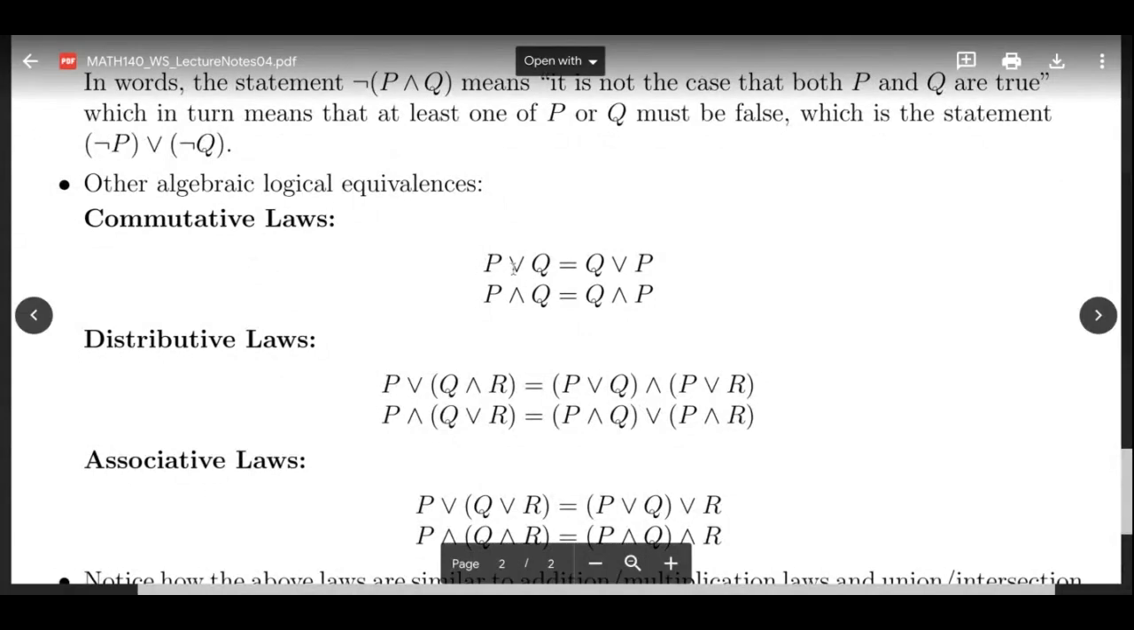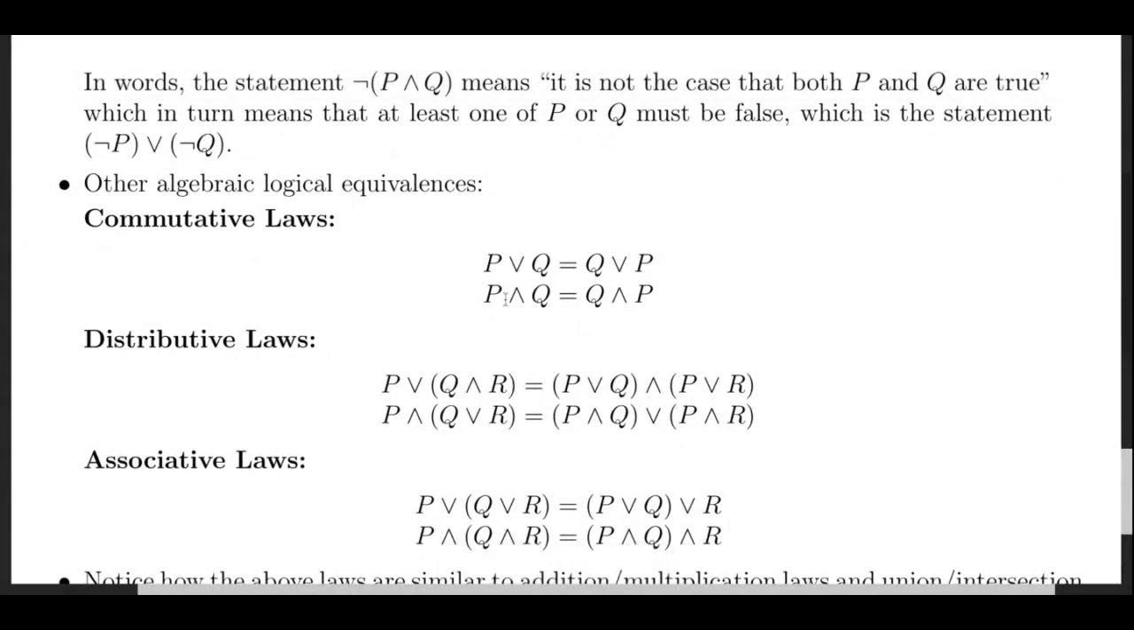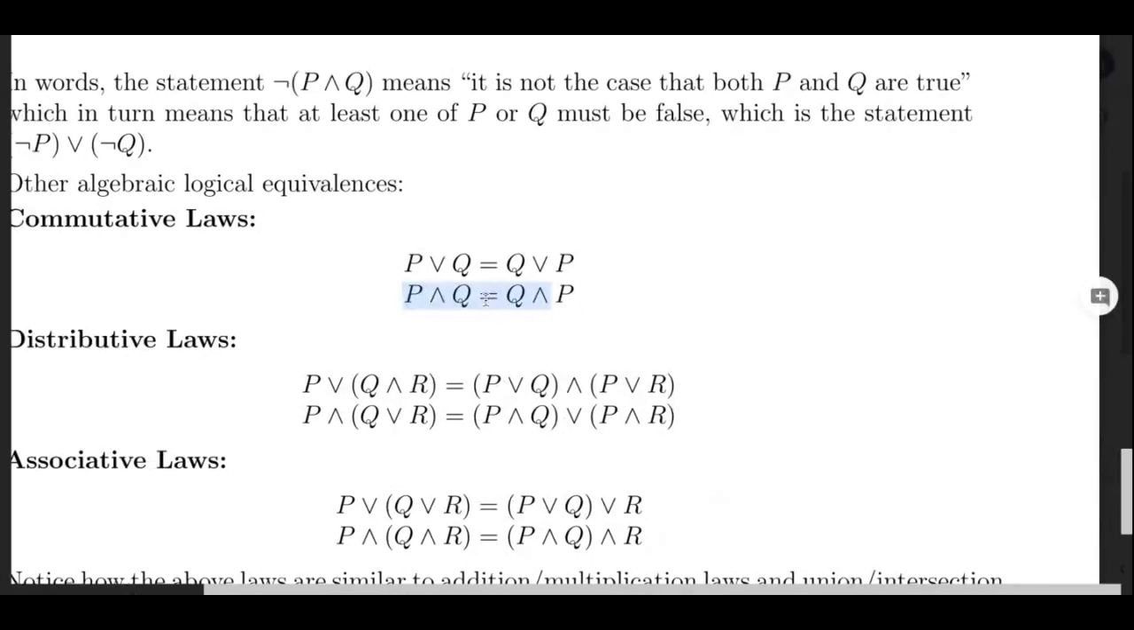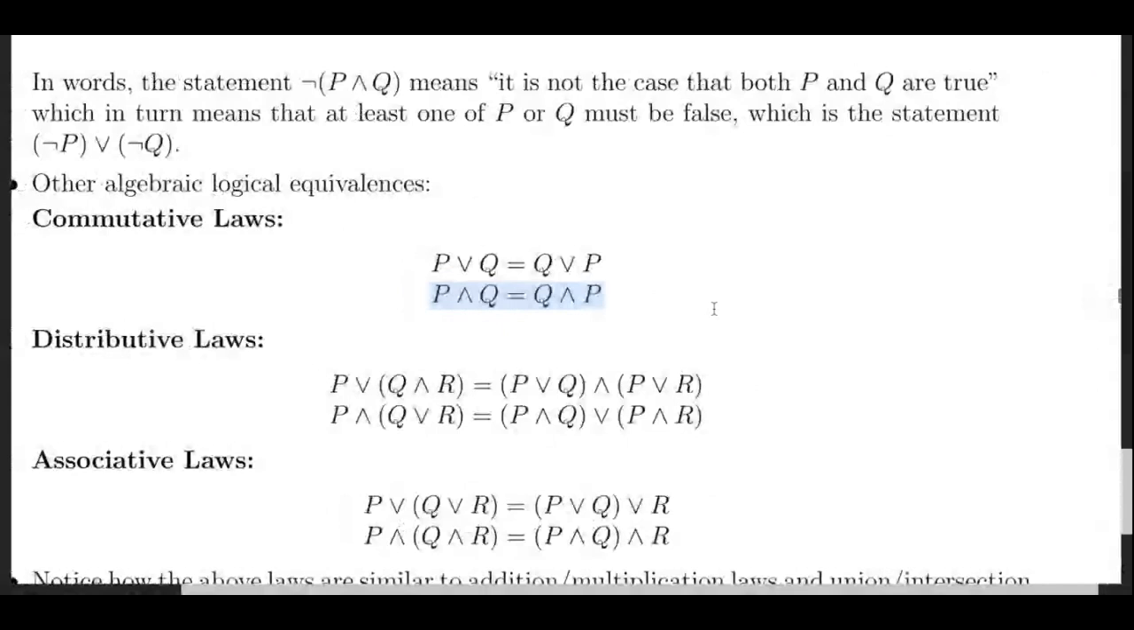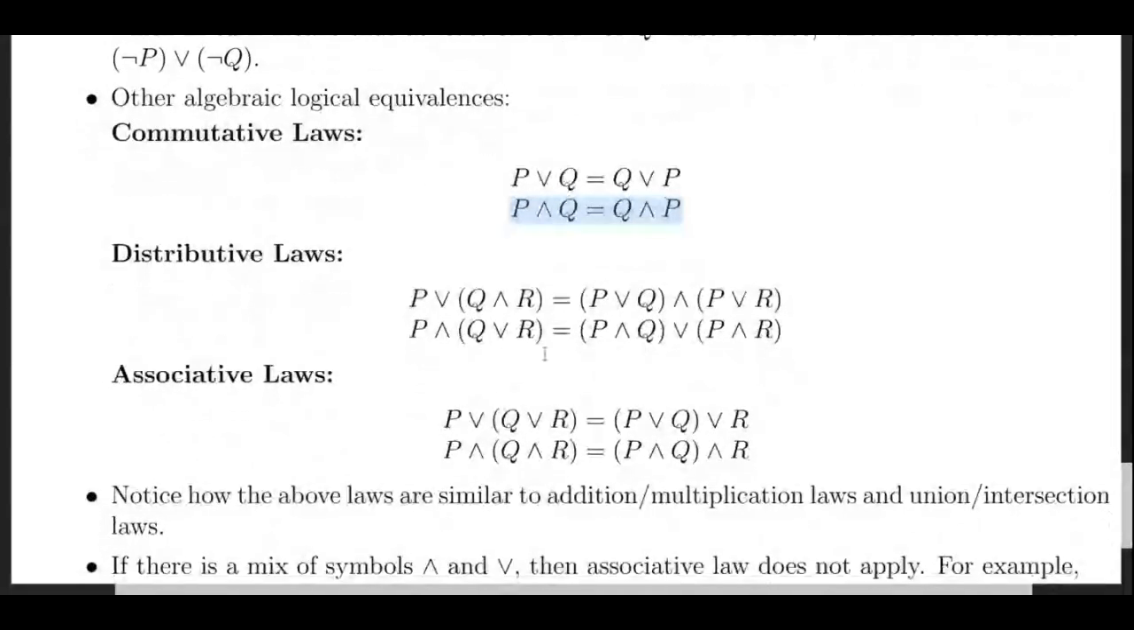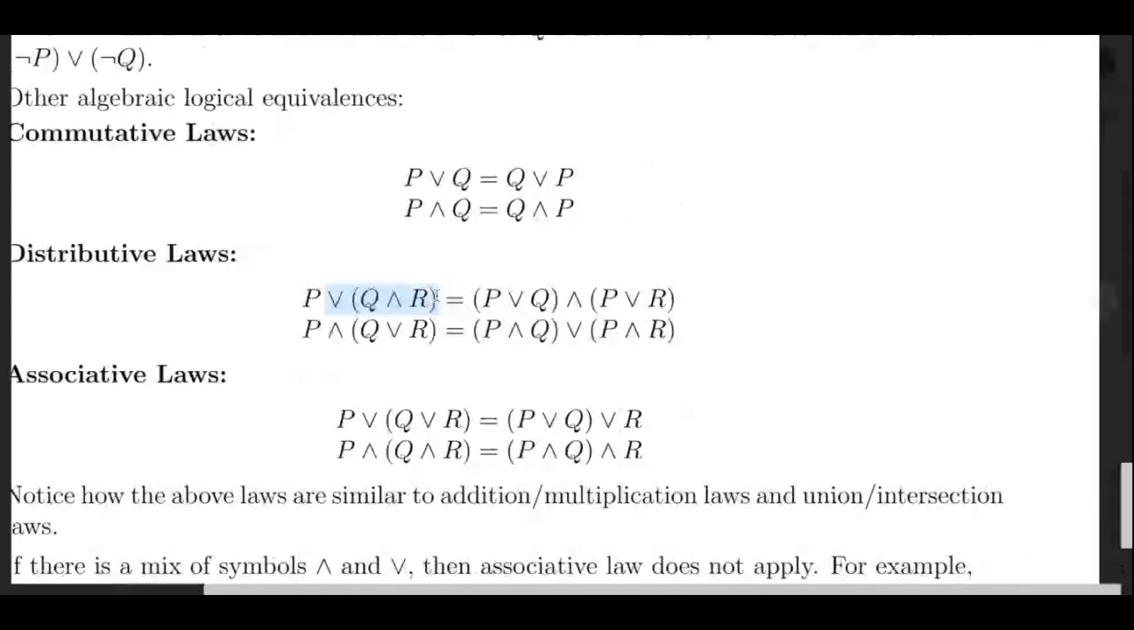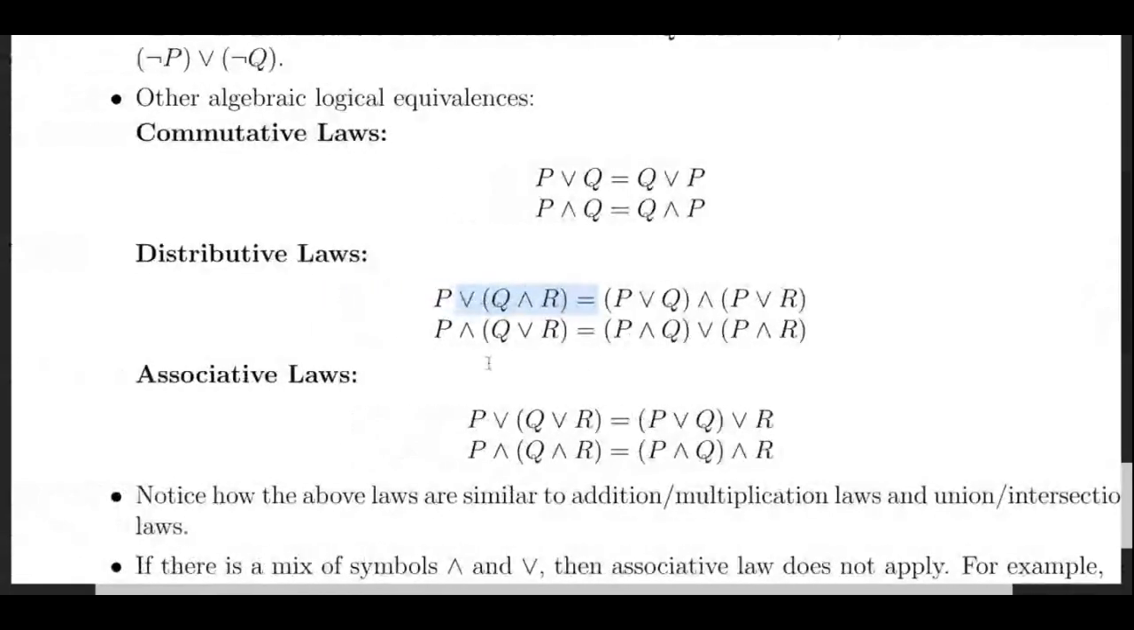Okay, the or and and statements are commutative. So P or Q is the same as Q or P. P and Q is the same as Q and P. And also those operations are distributive. So with or, we can distribute the or sign. We can do P or Q, then and, P or R. So this is a distributive law.